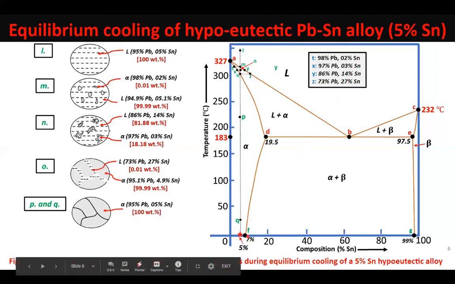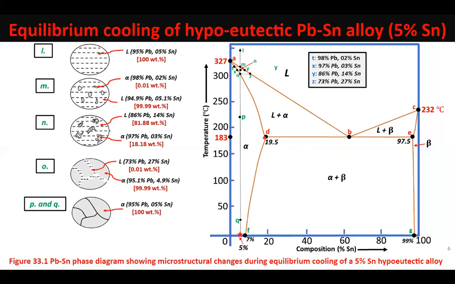Now in the next session, we'll discuss the equilibrium cooling of a hypoeutectic lead tin alloy which has tin in the range 7% to 19.5%. And in the subsequent section, we'll discuss the equilibrium cooling of a hypoeutectic alloy which has tin in the range 19.5 to 61.9. And in the session next to that, we'll discuss the equilibrium cooling of the hypereutectic alloys.